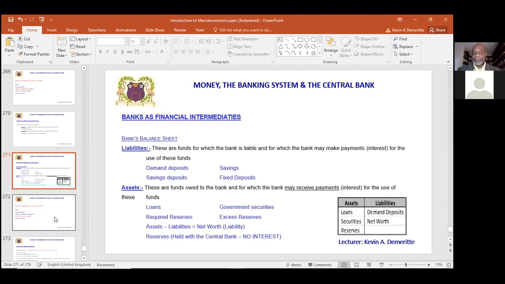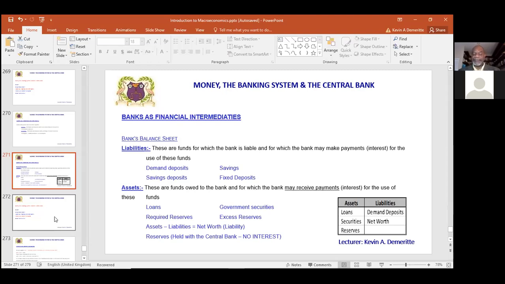Anyway, so loans to a commercial bank are its assets. Government securities are its assets. Its required reserves, that's just money that the central bank is holding on its behalf, still an asset. You don't get any interest on that asset, but it's still an asset because the central bank still owes it to you whenever you need it. Excess reserves, still an asset.